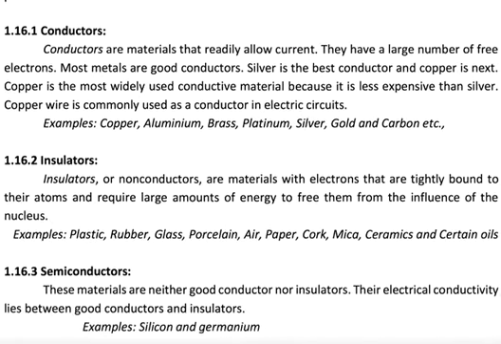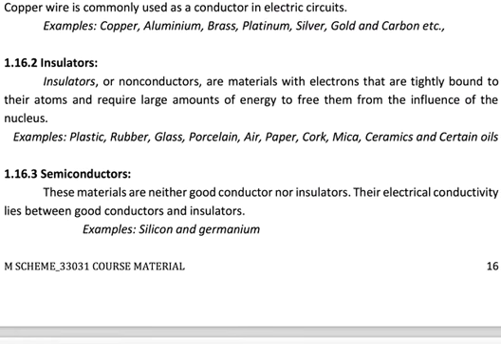Insulators, or non-conductors, are materials with electrons that are tightly bound to their atoms and require large amounts of energy to free them from the influence of the nucleus. Examples are plastic, rubber, glass, porcelain, air, paper, cork, mica, ceramics, and certain oils.